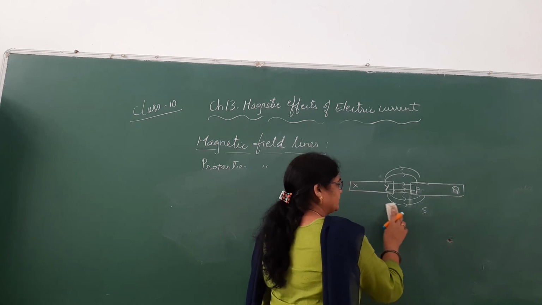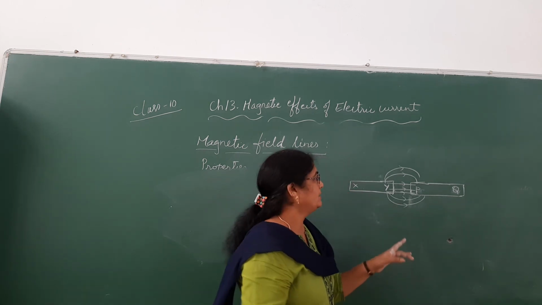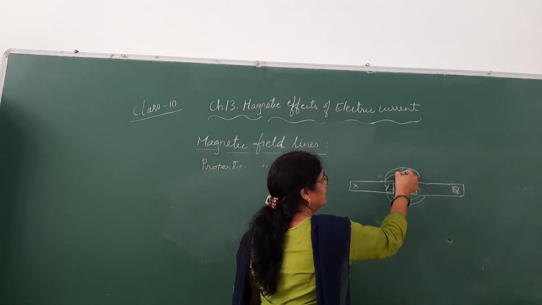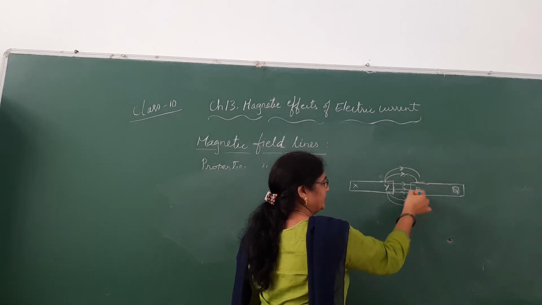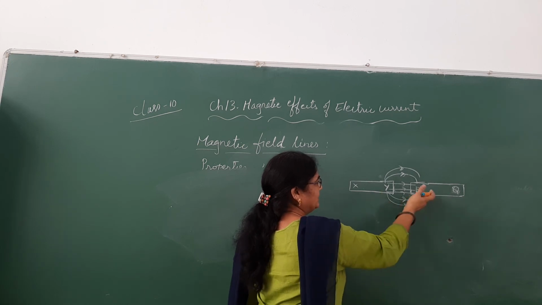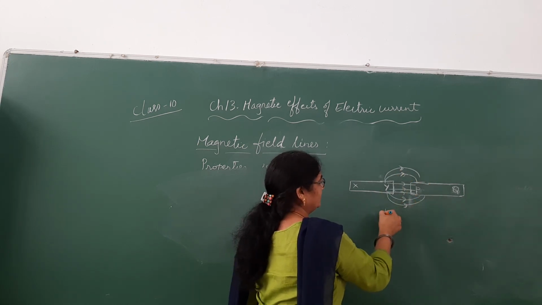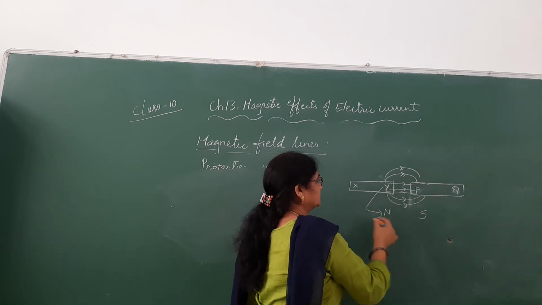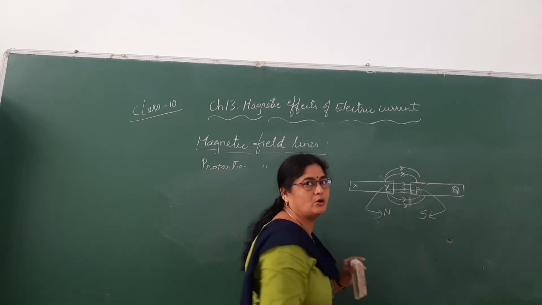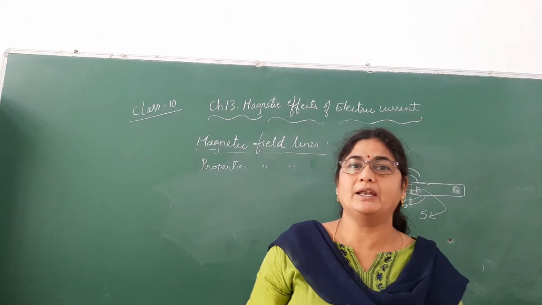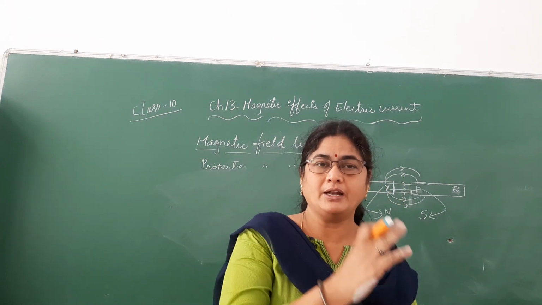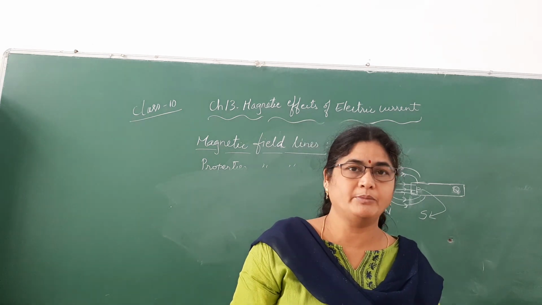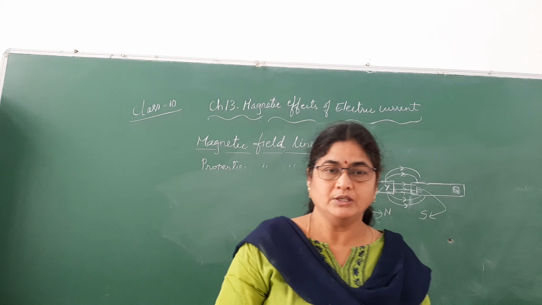How do we identify which one is north and which one is south? By seeing the arrow marks again. If you see here, the arrow marks are from Y to P. Y to P means from north pole to south pole. That means Y represents the north pole and P represents the south pole. In that way, you have to analyze the given figure and identify what is what. So this is also very important from the examination point of view. Thank you, children.